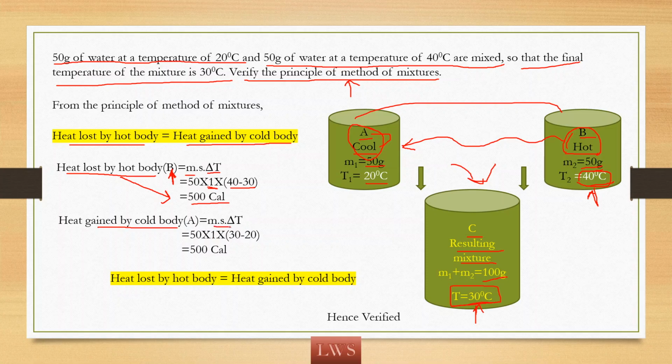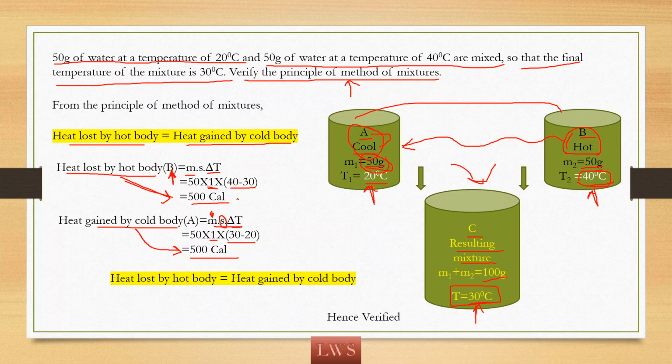Now we will see the heat gained by the cold body, that is A, which is M s delta T. Here M is the mass of A. What is the mass of A? It is 50 grams, into specific heat. Here we are taking water, so specific heat is 1 for water, into delta T. Delta T is the change in temperature. The initial temperature is 20 and final is 30. Which is the highest? 30 minus 20, which will give you 10. So again 500 calories. So heat lost by the hot body is 500 calories. Heat gained by the cold body is also 500 calories.